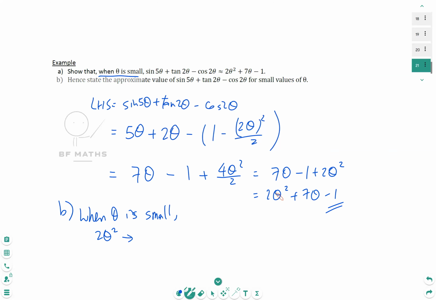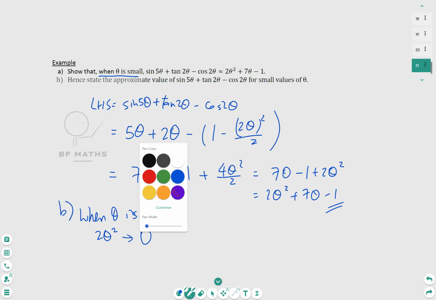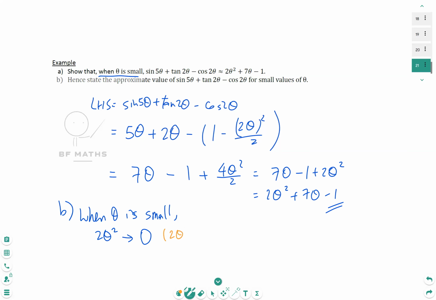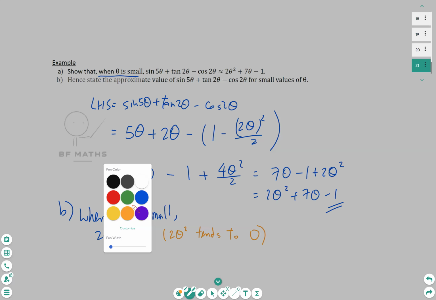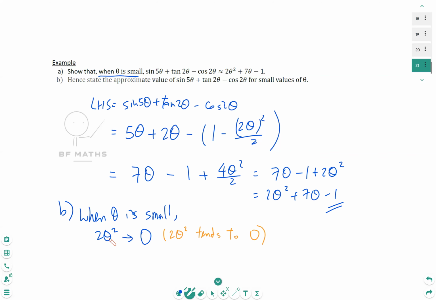Now when you substitute into here, 2 theta squared tends to 0. I'll write this down for you. This means 2 theta squared tends to 0. That means when theta is a very, very small number, we're approaching 0. If theta is 0, then 2 theta squared will become 0. But if theta is not 0, which is the case here, theta is just a very, very small number, it's still technically not 0. When you multiply, you still have a value, just a very, very, very small number close to 0. So we say 2 theta squared tends to 0.